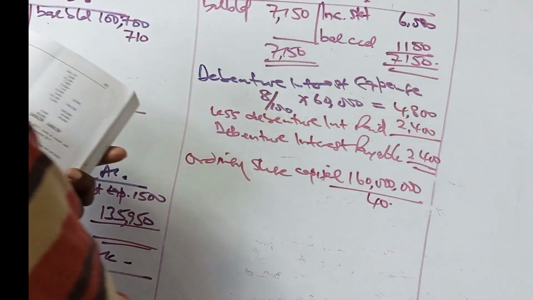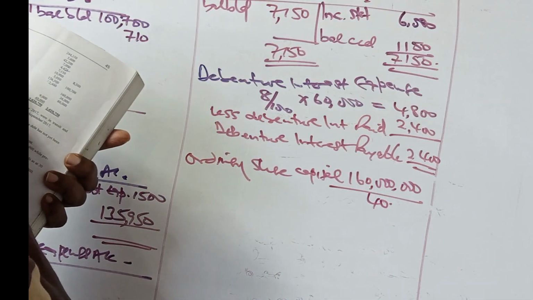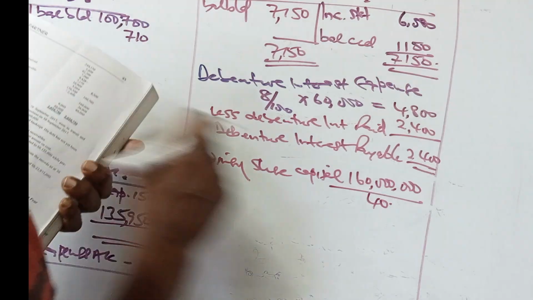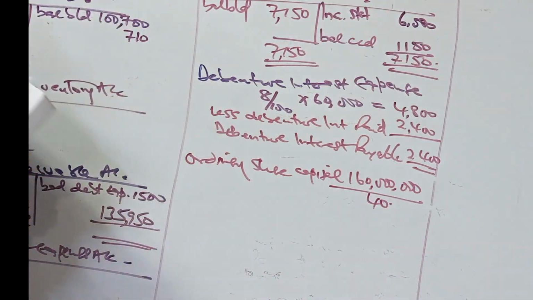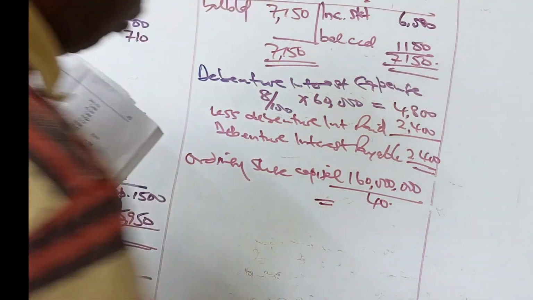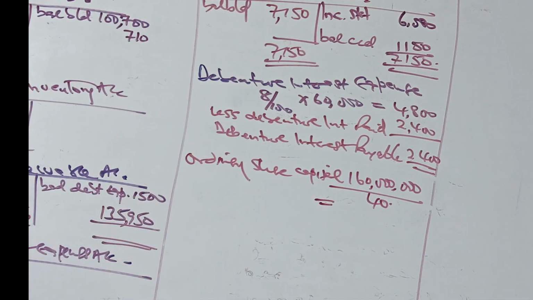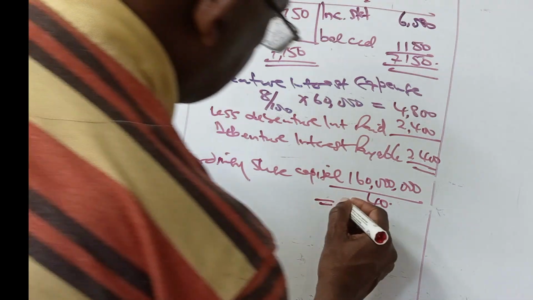The statement shows very clearly: ordinary shares, shillings 40 par value. So you divide by the par value, which is 40. 160 million divided by 40. We get 4 million shares.